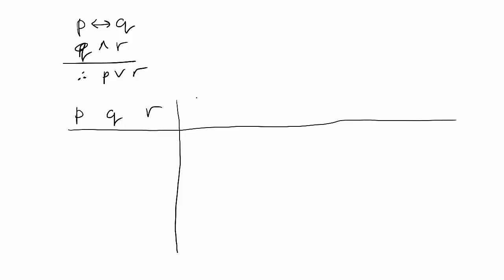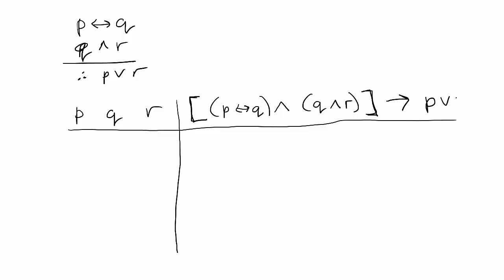And what we're going to do is we're going to put our premises together with conjunctions. So the first premise, P if and only if Q. Then you're going to do the conjunction and. Then the second premise, Q and R. And then I have these larger brackets around all of that. And then you're going to use your conditional statement and then your conclusion, which was P or R.